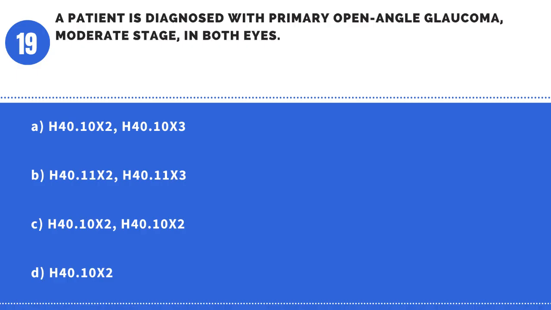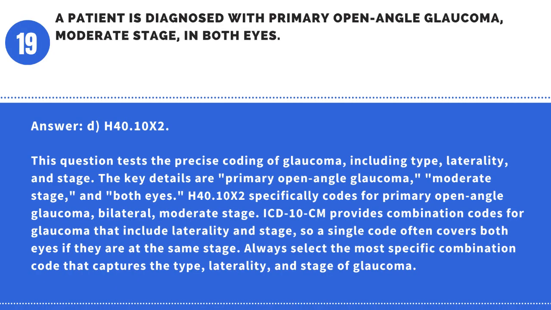Question 19. A patient is diagnosed with primary open-angle glaucoma, moderate stage, in both eyes. A. H40.10X2, H40.10X3. B. H40.11X2, H40.11X3. C. H40.10X2, H40.10X2. D. H40.10X2. Answer D.